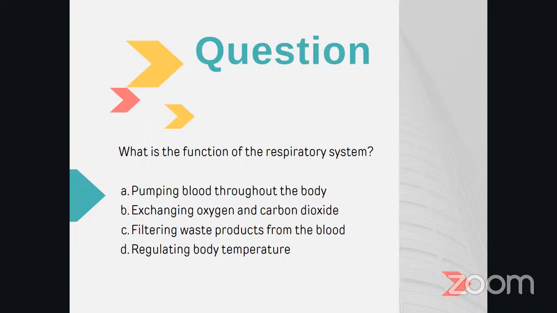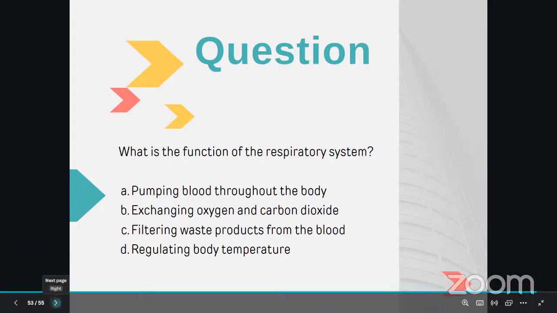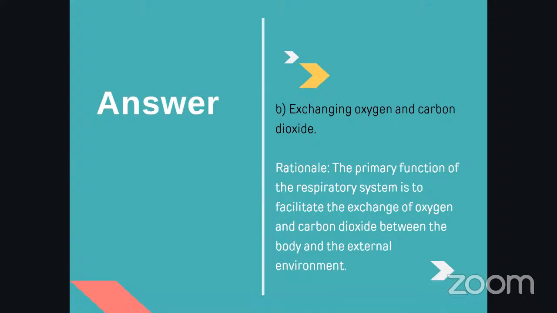What is the function of the respiratory system? Does it pump blood throughout the body? Does it exchange oxygen and carbon dioxide? Does it filter waste products from the blood, or does it help regulate your body temperature? It helps with the exchanging of oxygen and carbon dioxide. The primary focus of your respiratory system is to help you breathe and facilitate that exchange of carbon dioxide and oxygen.